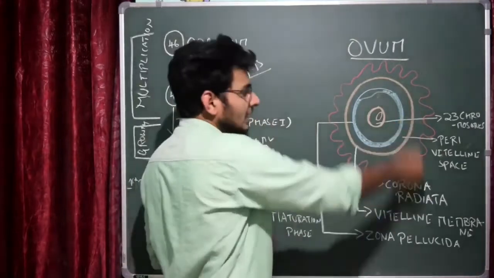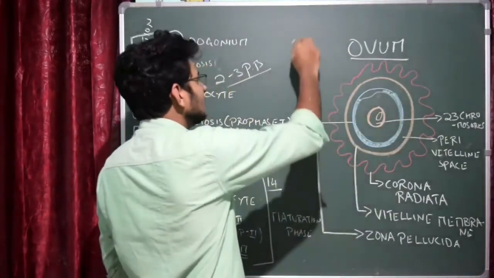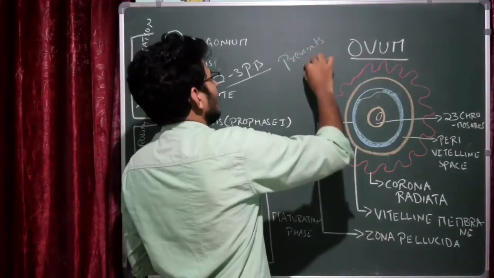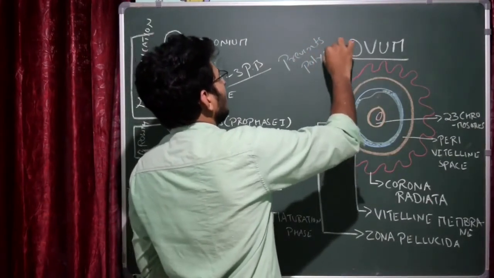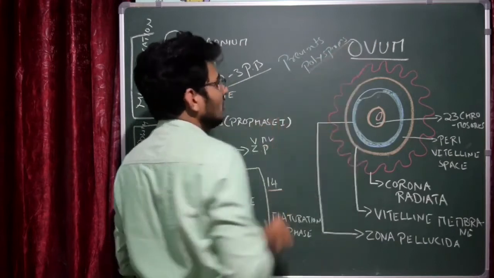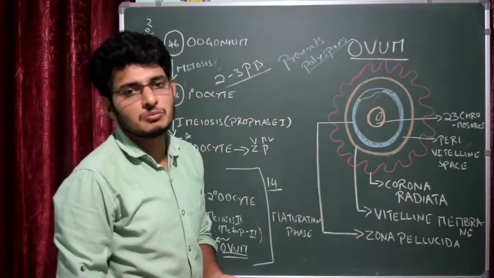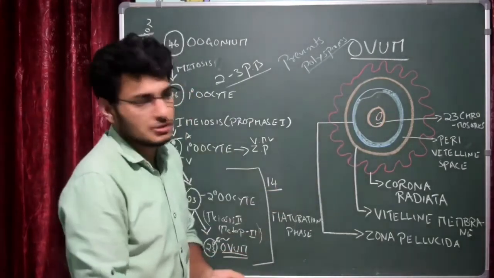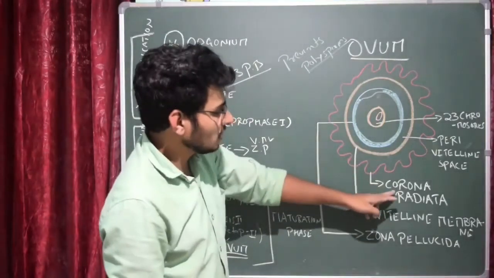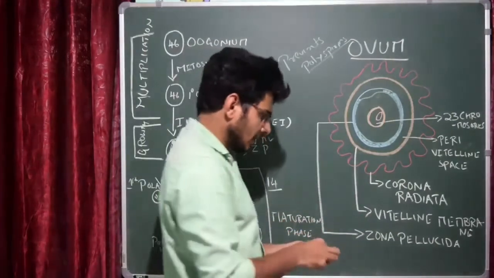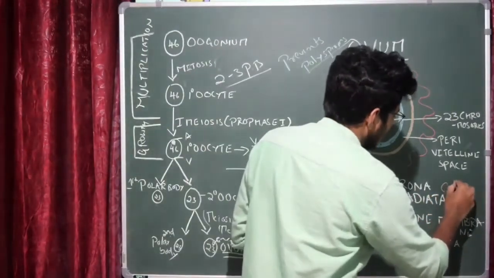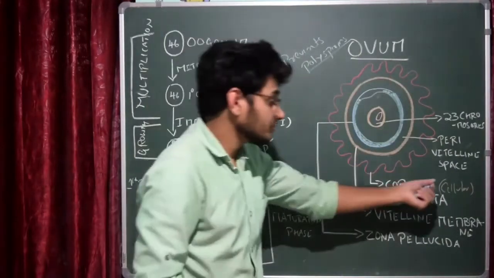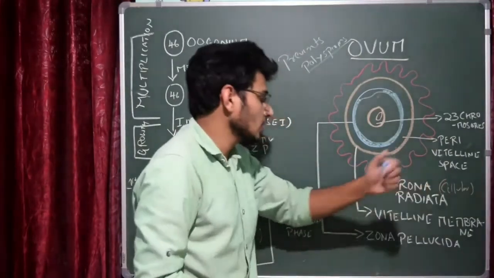What is the function of all these layers? There are 3 layers in the ovum. The function is that they prevent the entry of polysperm, that is, they prevent the entry of many sperms. They allow only one sperm to enter. That is the main function of these three layers. The outermost layer is called the corona radiata. Corona radiata is cellular because it is made up of granulosa cells.